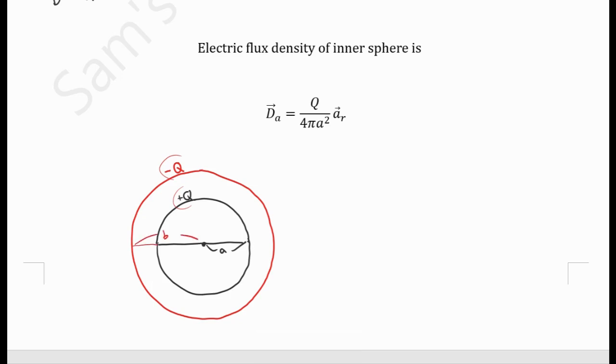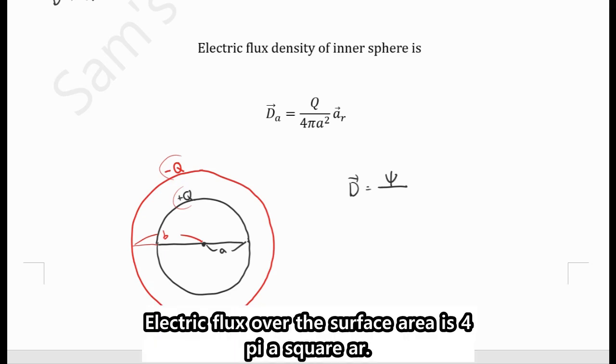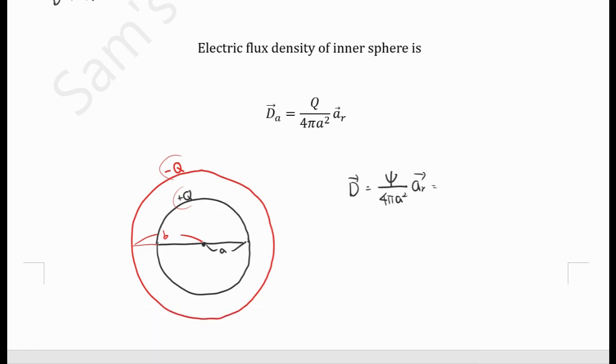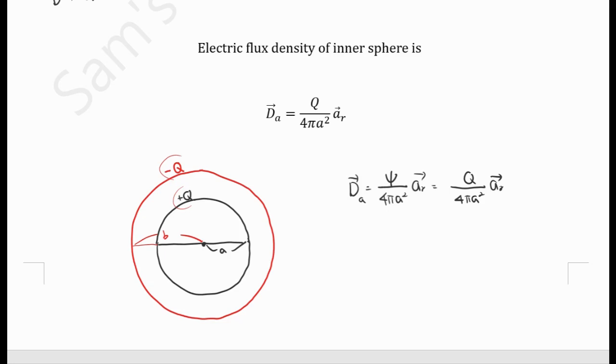D. The electric flux density of the inner sphere is psi, electric flux, over the surface area, which is 4 pi a squared, a_r. This is psi over 4 pi a squared. Psi is Q, a_r vector.